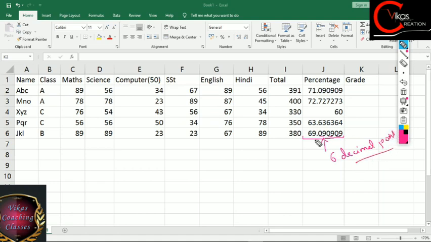Now suppose you don't want to write it like this, you just want to show any 2 points. In that case, we can use a round function. Let me show you how we can do so.